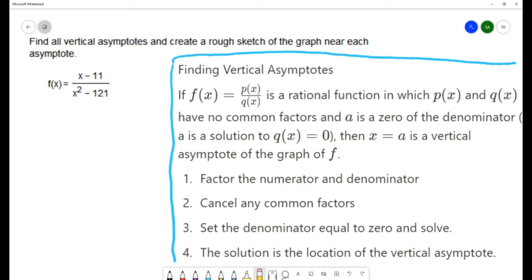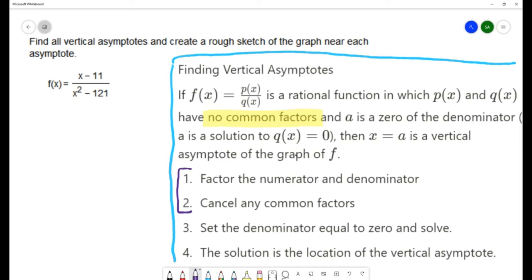So these words are giving us guidance on how to find these vertical asymptotes. The key part that I want to point out to you is that our rational function can't have common factors. So I've laid out some steps here to ensure that we have no common factors. We're going to start off by factoring the numerator and denominator, canceling out any common factors. So that's going to make sure we don't have common factors.